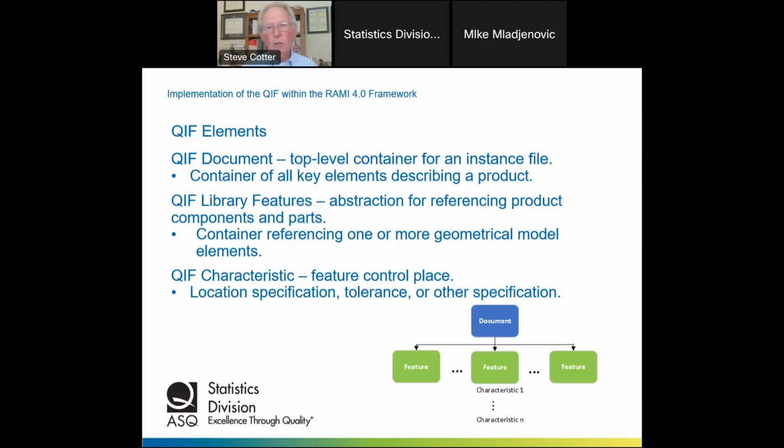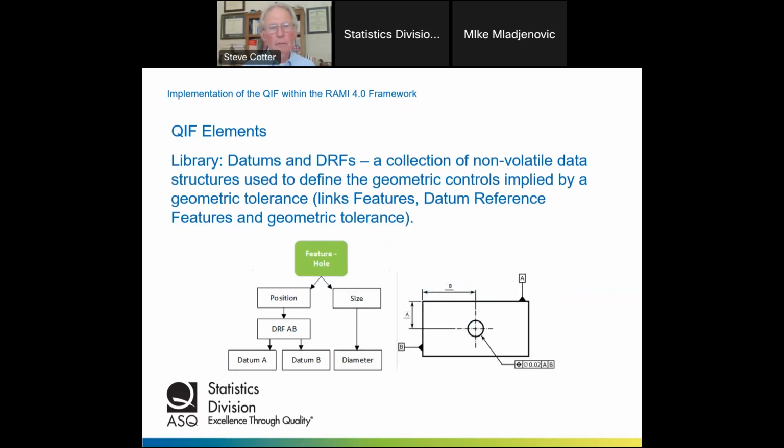For those of you who are familiar with geometrical tolerancing or other elements, QIF characteristic feature of control place, location, specification, tolerance, or other specification. This is a representation of library datums, and DRFs, a collection of non-volatile data structures used to define the geometric controls implied by a geometric tolerance. It links features, datum reference frames, DRFs, and geometric tolerances.